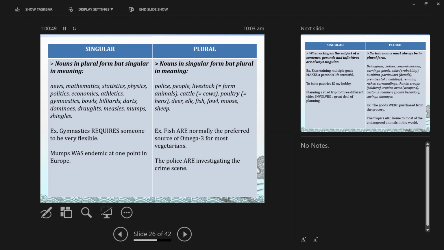Okay, so, again, you can't say, our subject today is mathematics. It's always mathematics. If you don't want an S on the mathematics, just say math. Our subject today is math. But when you read it as a whole word, math is just a shortcut for mathematics, but the real word is mathematics. And then we have measles, mumps, shingles. Example sentence, gymnastics requires someone to be very flexible.